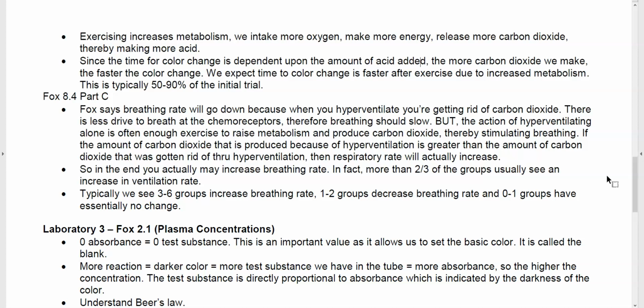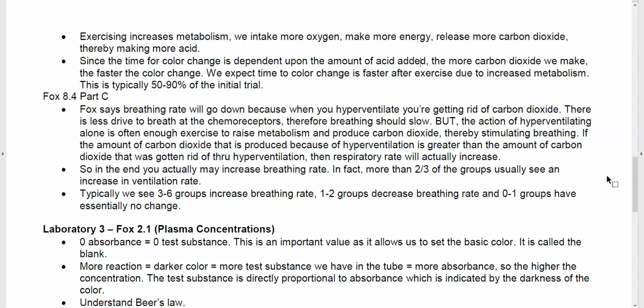And the same thing here. If I said, what should happen to breathing rate after hyperventilating? You should say, I expect it to go down because there'll be less CO2 in the body. There'll be less acid, so there'll be less drive to ventilation. So being able to tell me how that works is important.